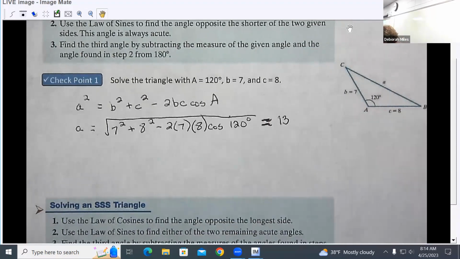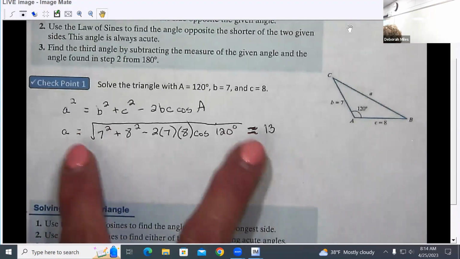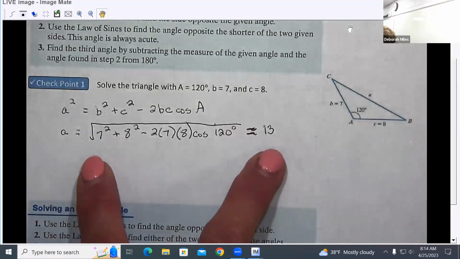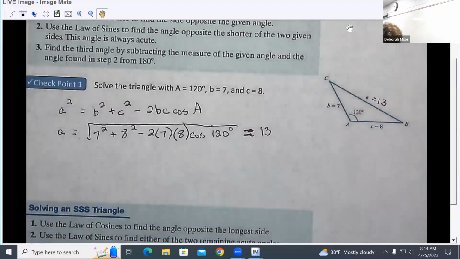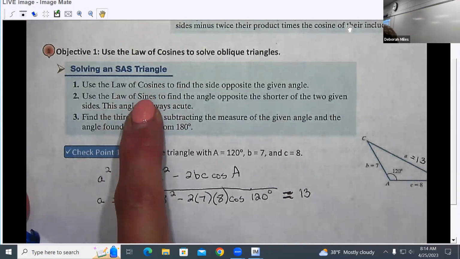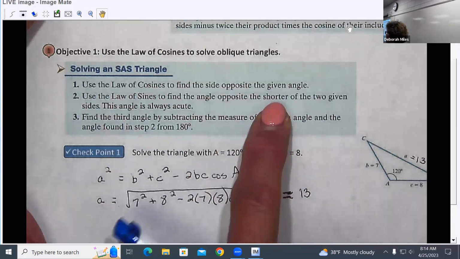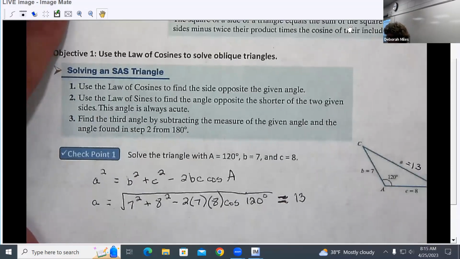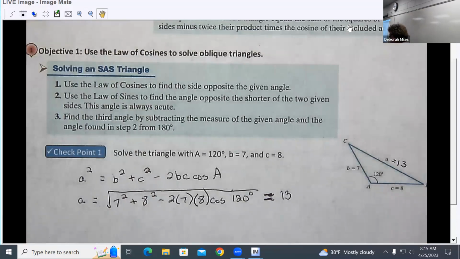All right, so like I said, we didn't have any choice about what we found first, that side. But once we find that A equals 13, look up here at my guideline number 2. I want to use the law of sines to find the angle opposite the shorter sides, because that angle has to be acute. And if it has to be acute, then I've avoided the ambiguous case.